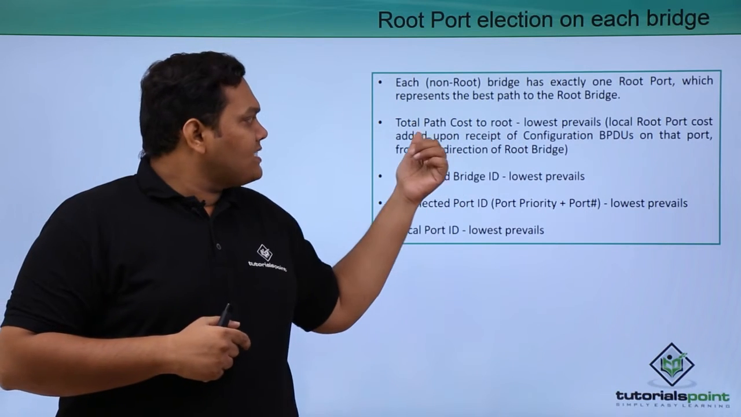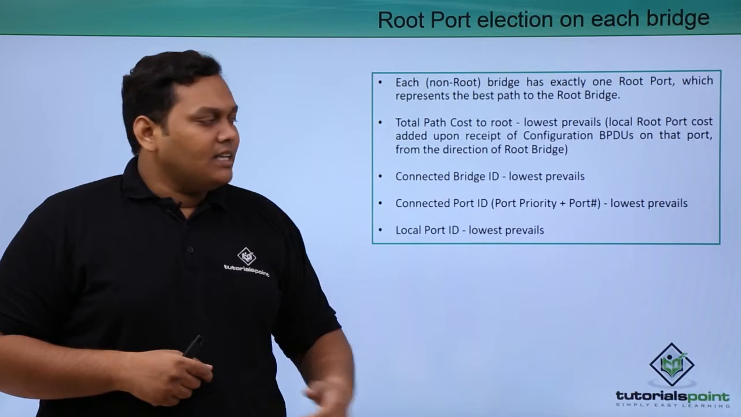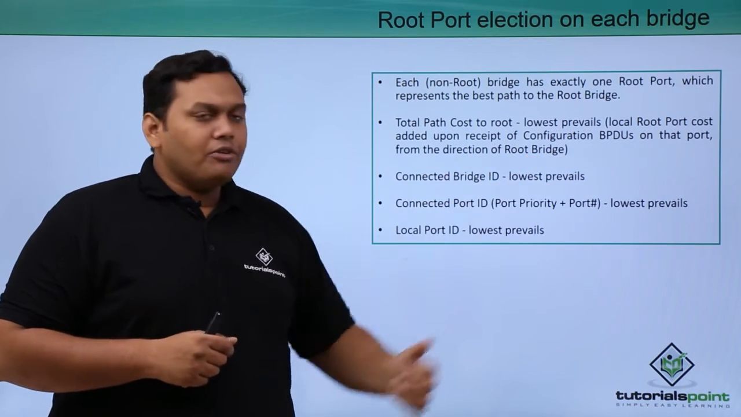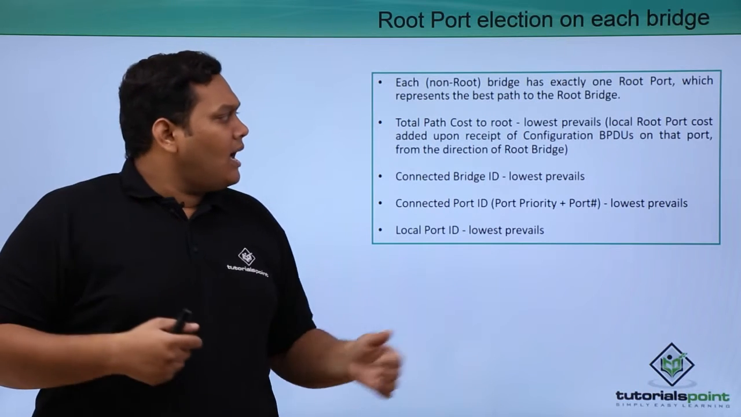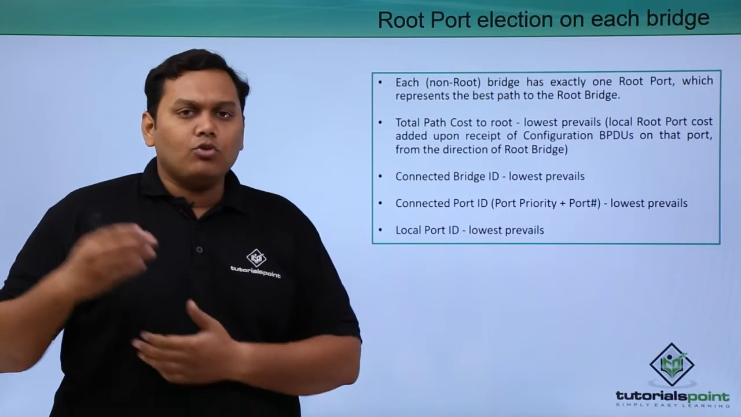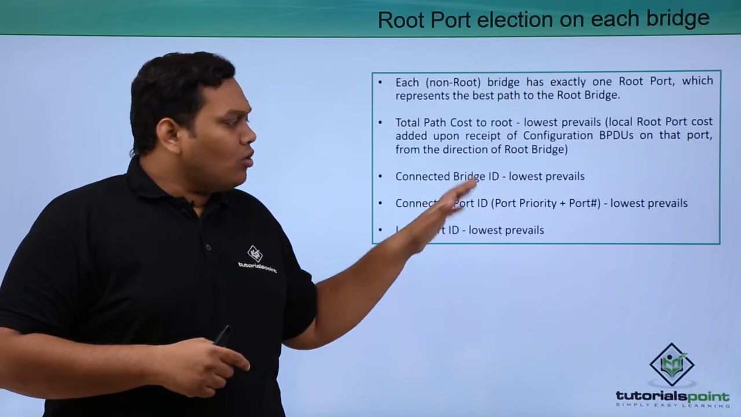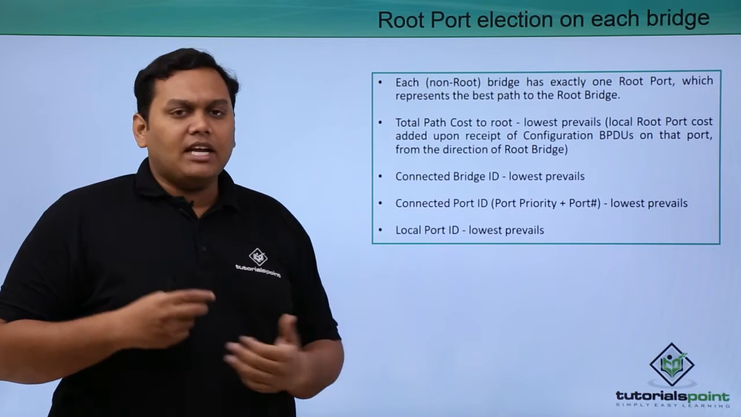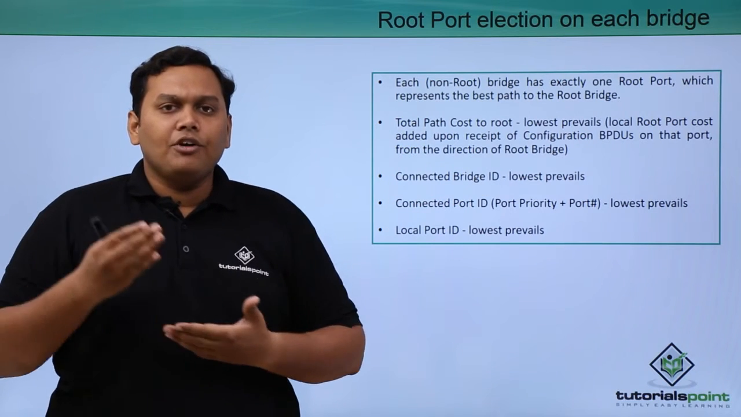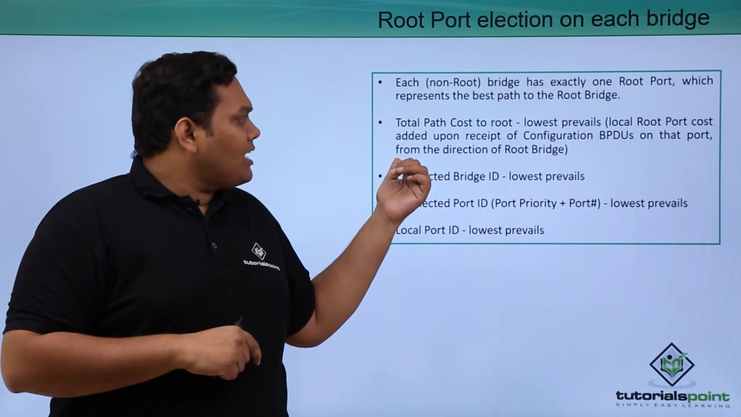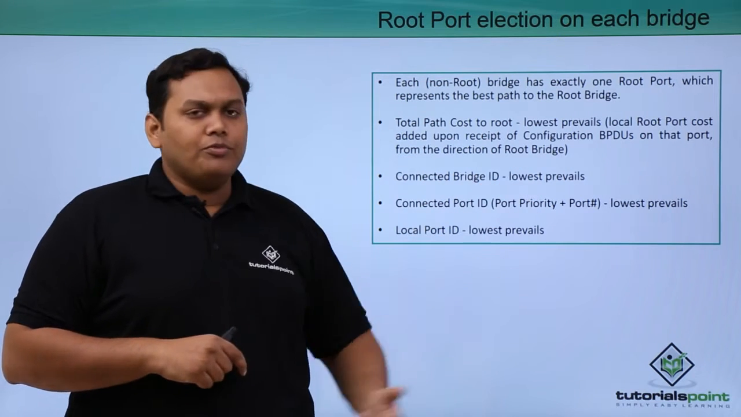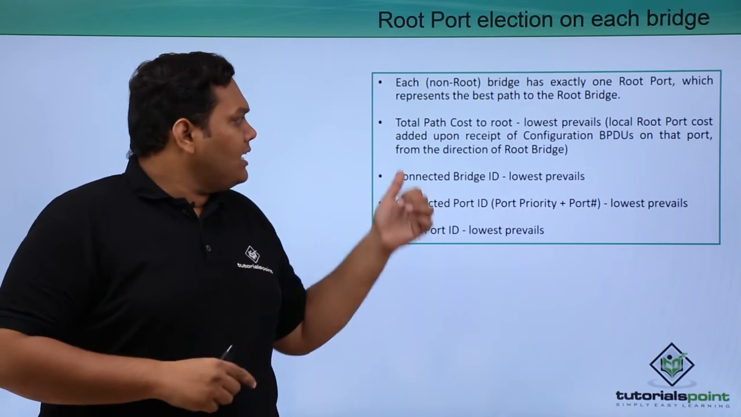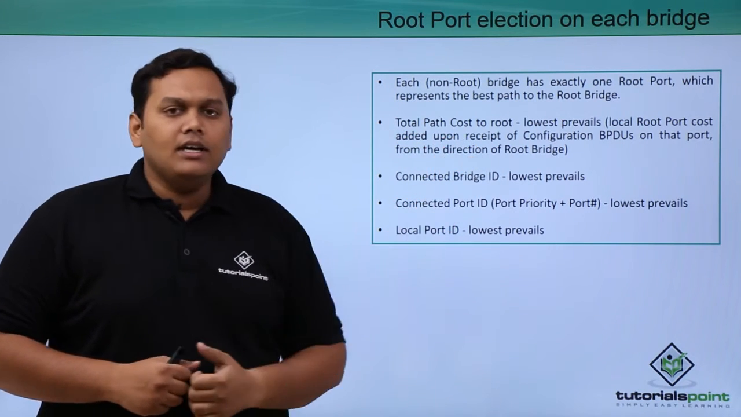What exactly does total path cost to root mean? It is the local root port cost added to the cost received in the configuration BPDUs on that port from the direction of the root bridge. That means we get the configuration BPDUs from the adjacent switches on that port, from the direction of the root bridge. So the port connected towards the other switch gives you a clear idea of the total path cost to the root.